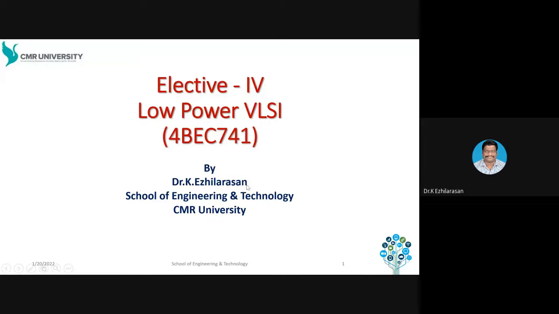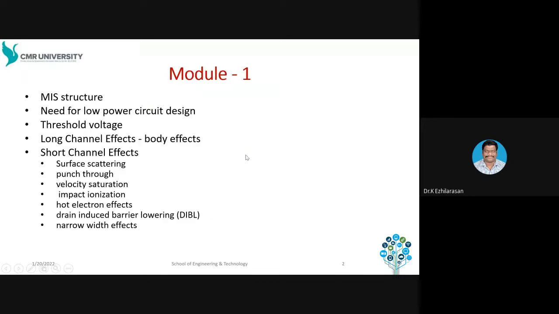Now let us start with this. For module 1, what are we going to study? First, let us put the foundation: the introduction to low power VLSI, or we can say VLSI, then low power VLSI, and why low power VLSI. Next, let us study the structure of MOSFET, shortly given here as MIS structure. The MIS stands for metal insulator semiconductor. That is the structure we'll study.